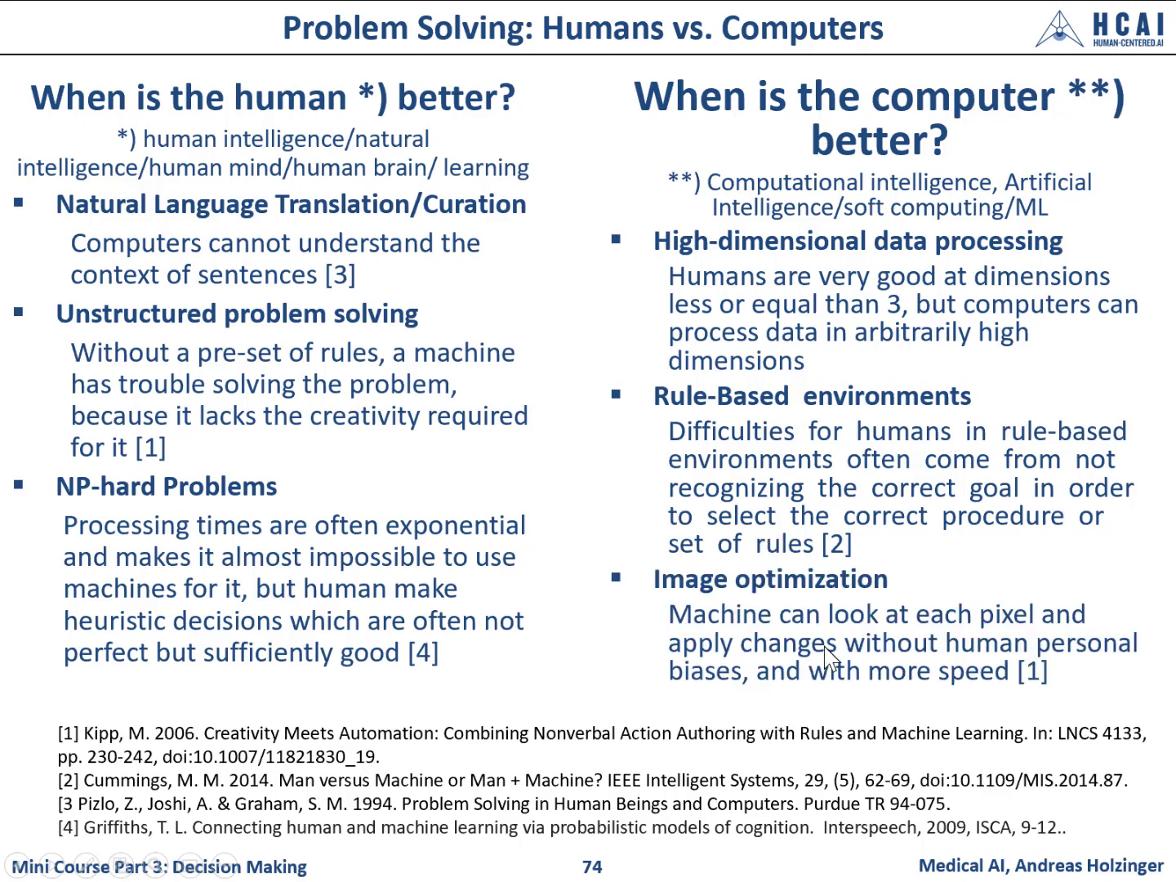Then image optimization: a machine can look at each pixel and apply changes without human personal biases and with more speed. Although this is not quite correct because, as we have learned in the past, also computers can be biased. This is naturally because if you have imbalanced data and you train from a certain data source, then the algorithm is biased. So this is also a problem with machines. The slide is a little bit older and is not quite up to date.